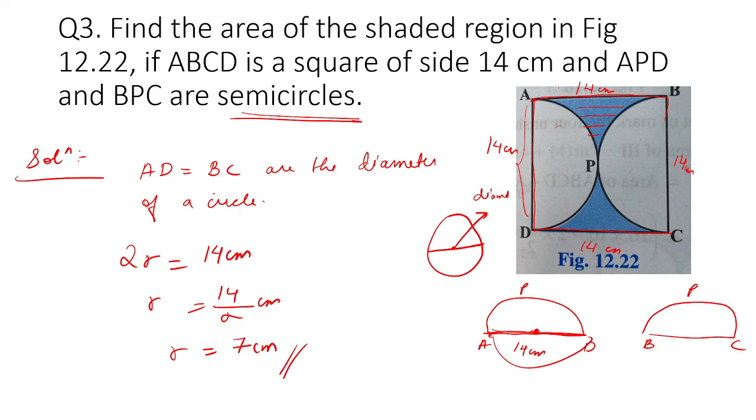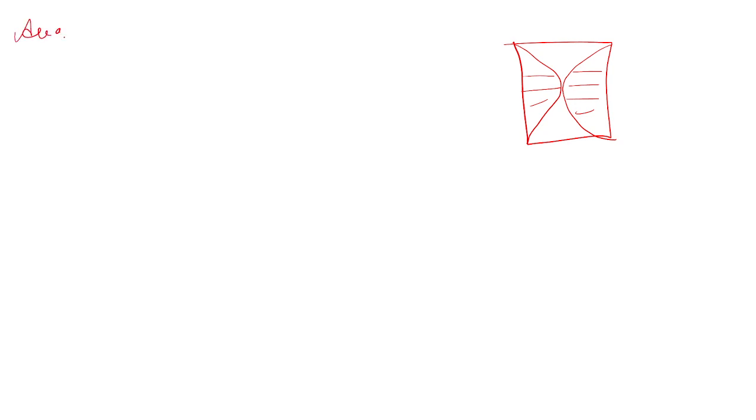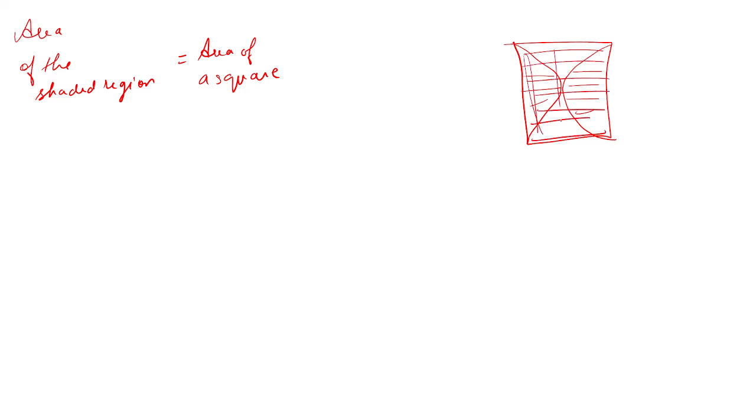Okay, so let's go. Area of the shaded region is going to be equal to area of a square minus, okay, area of a square. Clear? See, what happens is, when you take the area of a square, all of this is included. You're going to include everything. Now you're going to subtract. So from the area of this square, what are you doing? You are subtracting what? 2 semicircles.